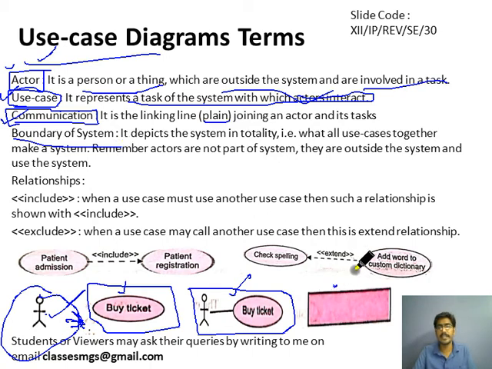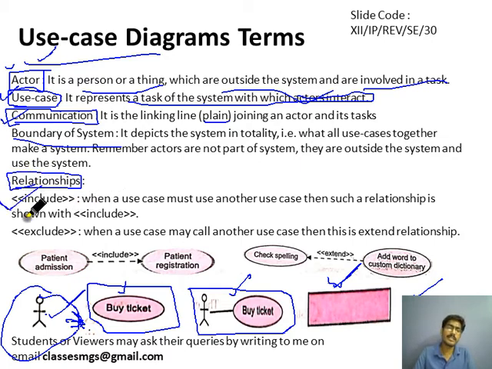Now we will see the system boundary. The system boundary is generally defined through a rectangle, in which all the use cases of the software will be put inside the system boundary only. We will see the diagram and then it will be clear. Next, we will see the relationships.